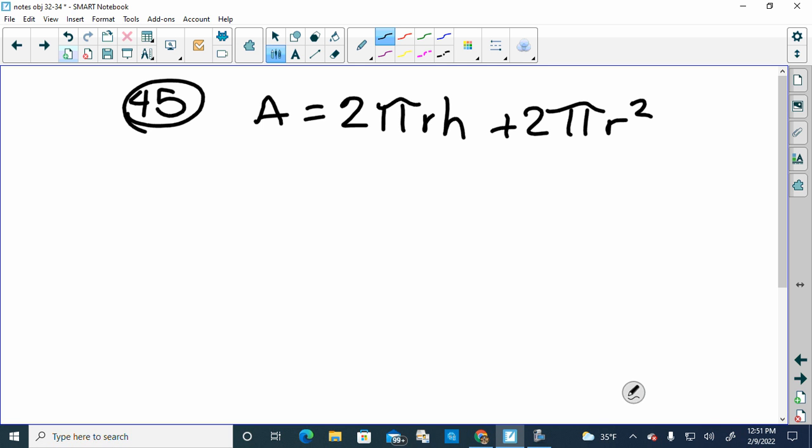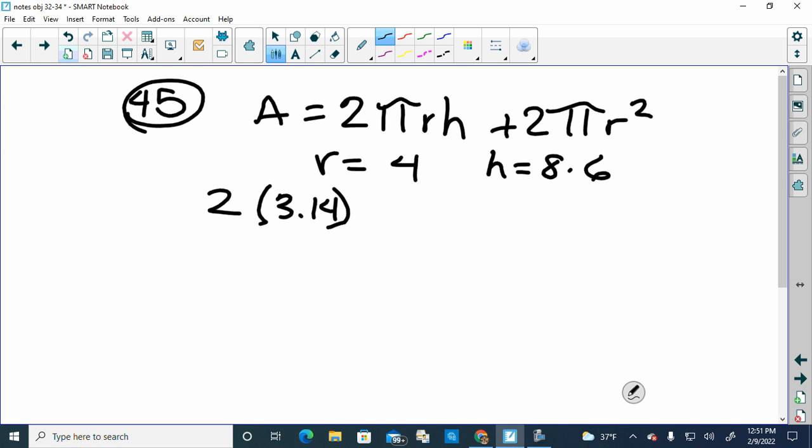So in the drawing, which one is my r? The 4. And the h. And then we're using 3.14. So I have everything I need. I'm going to start writing it all together so we can do our order of operations. So I'd have 2, and they want us to use 3.14. And then the next one is the r, so the r is 4, and then times the 8.6.